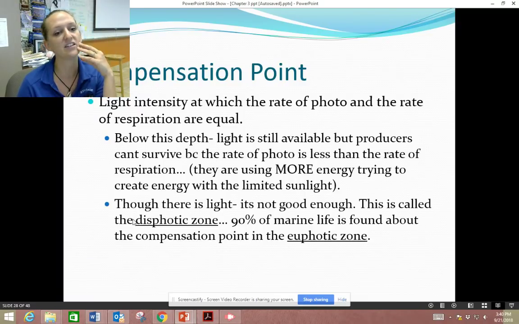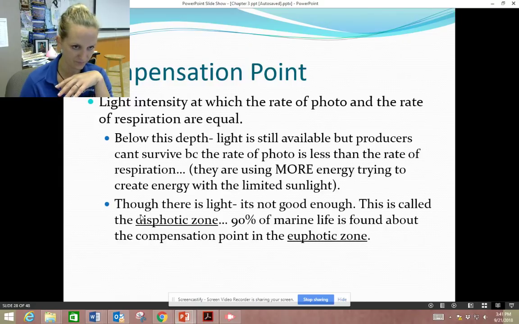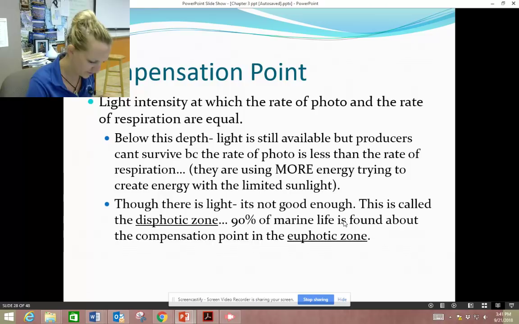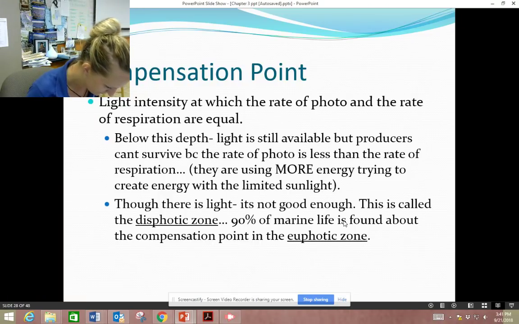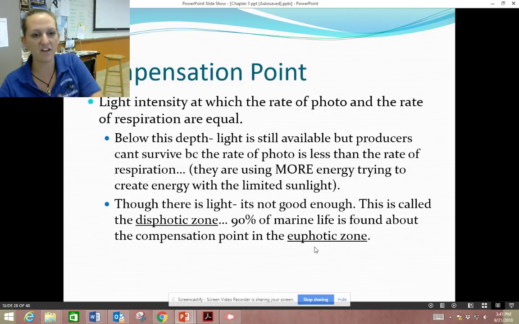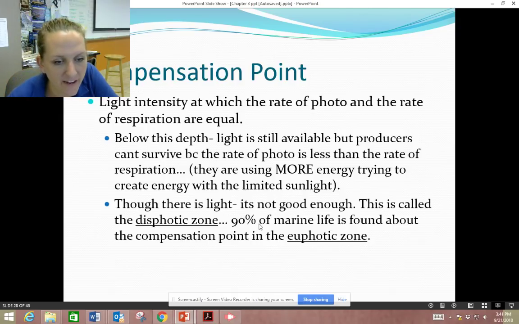This is called the dysphotic zone. Remember, if dys is in front of something, that is like a negative connotation to it. So we have the photic zone and the dysphotic zone. 90% of marine life is found above the compensation point in the euphotic zone.